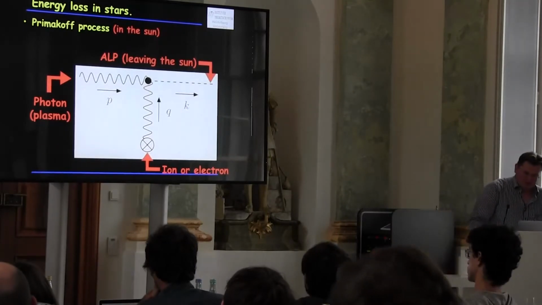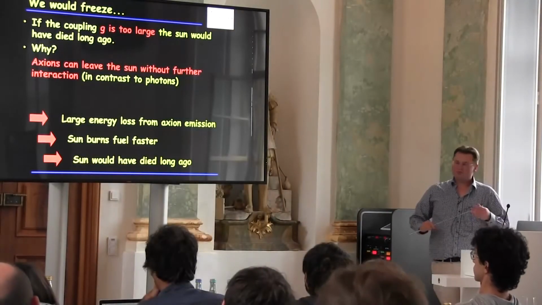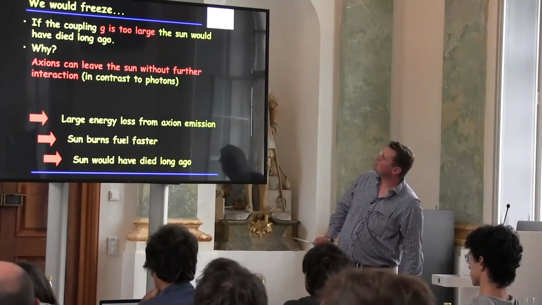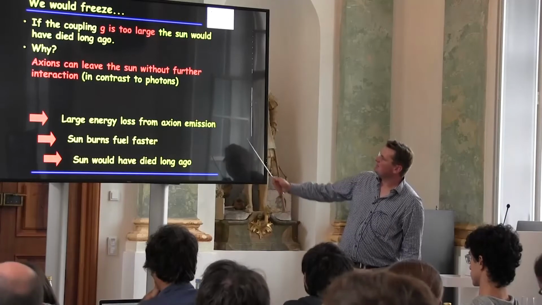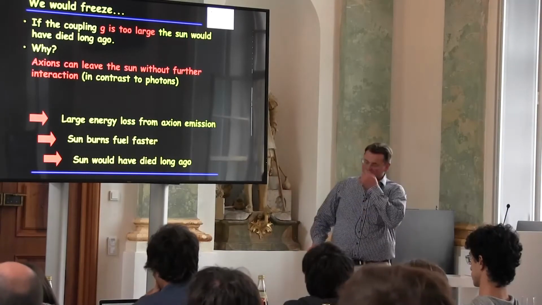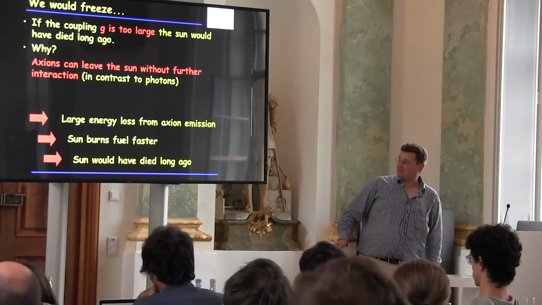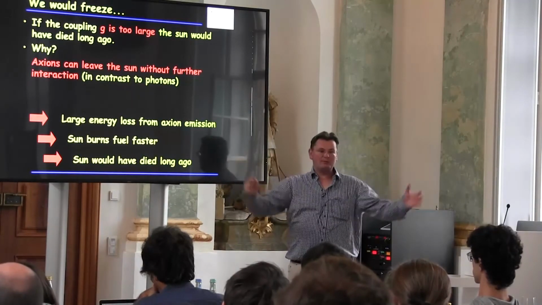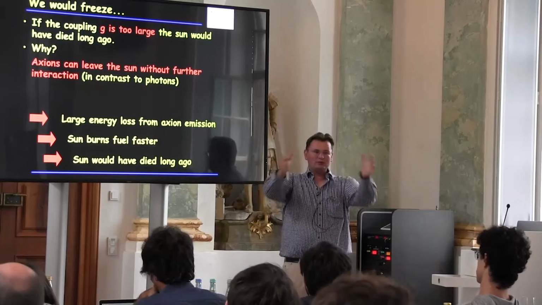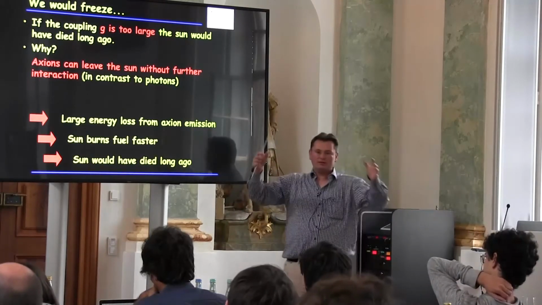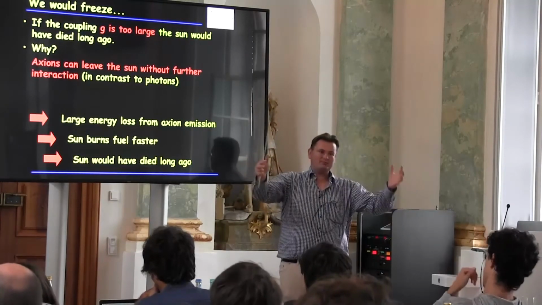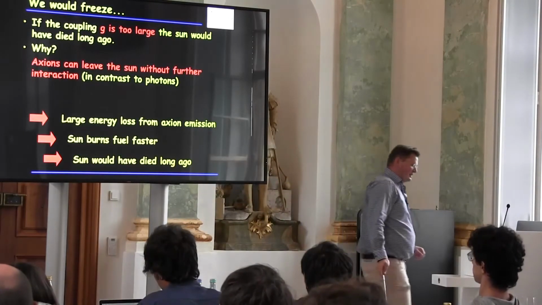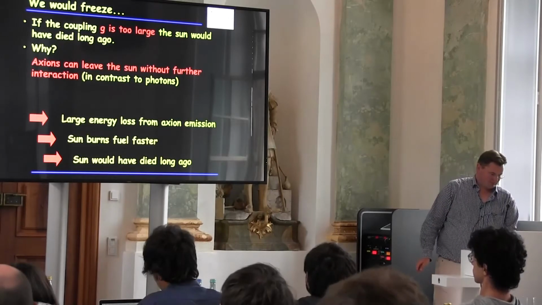Okay, you can also quantify that, and what would happen? Well, if this coupling is too large, basically you get a large energy loss from the center of the sun. That's where this process is most efficient. To compensate, the sun center cools. Well, if it cools, it contracts. The sun would burn fuel faster, and basically the sun would have died quite a while ago.